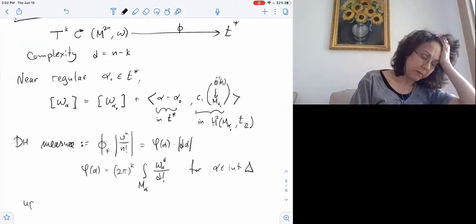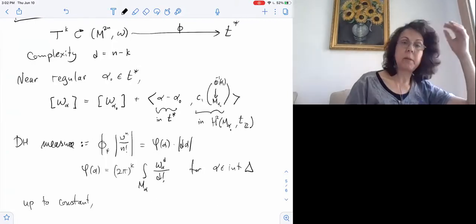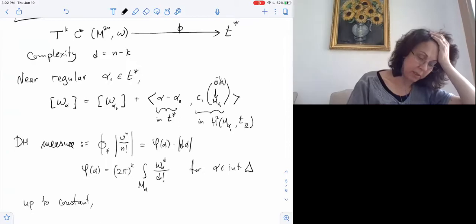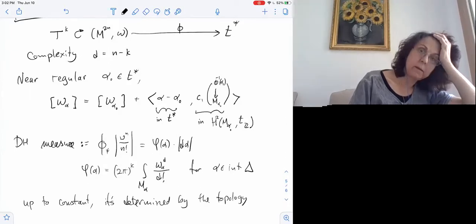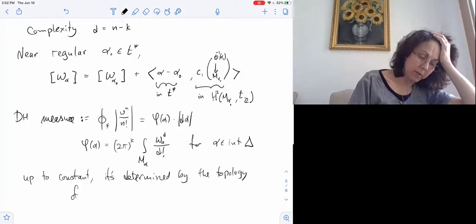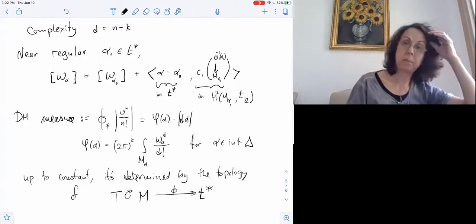And in fact, it sounds like a fancy thing, but up to constant, the Duistermaat-Heckman measure is determined by the topology. So what I mean by topology, I don't just mean topology, I mean topology together with the torus action and together with the momentum map. But I don't need here to keep track of the symplectic form. It's up to constant, this is it.